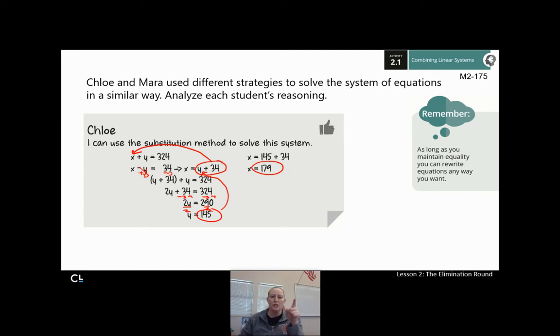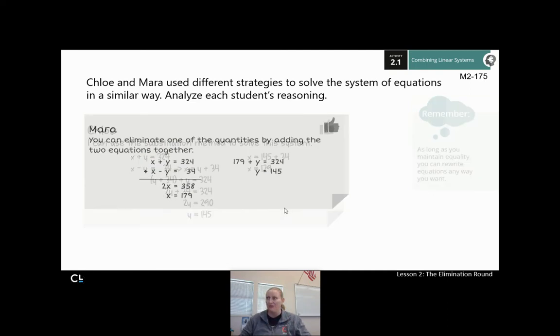But here's what's interesting. So this is what we call the substitution method. She got a variable all alone. She plugged it in and worked it out. But Mara used a very different method that actually had a lot less work. Check it out.